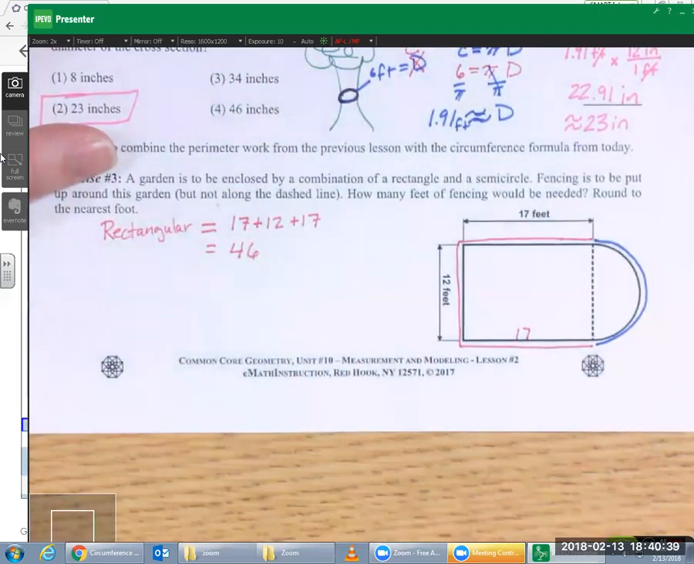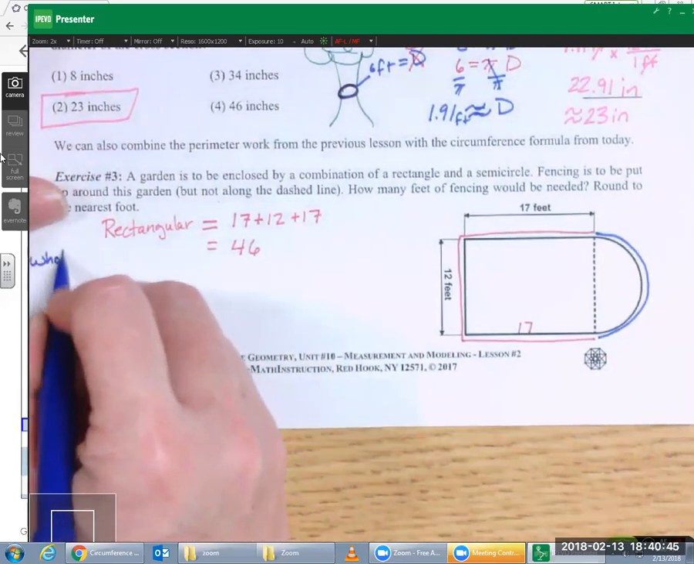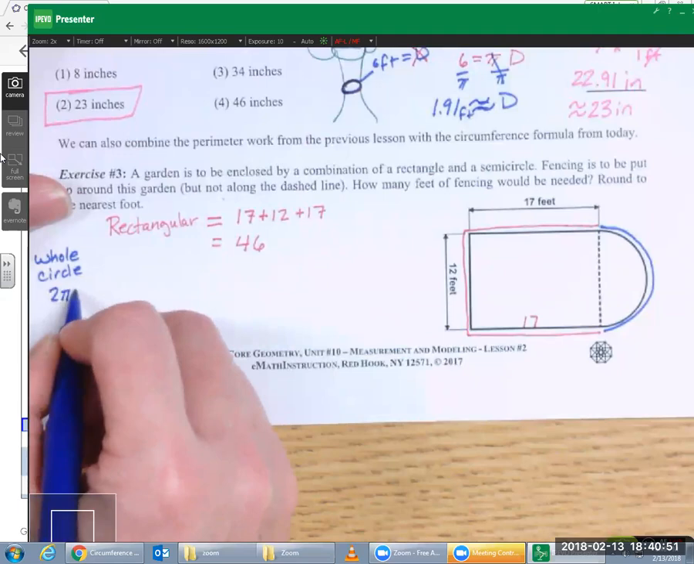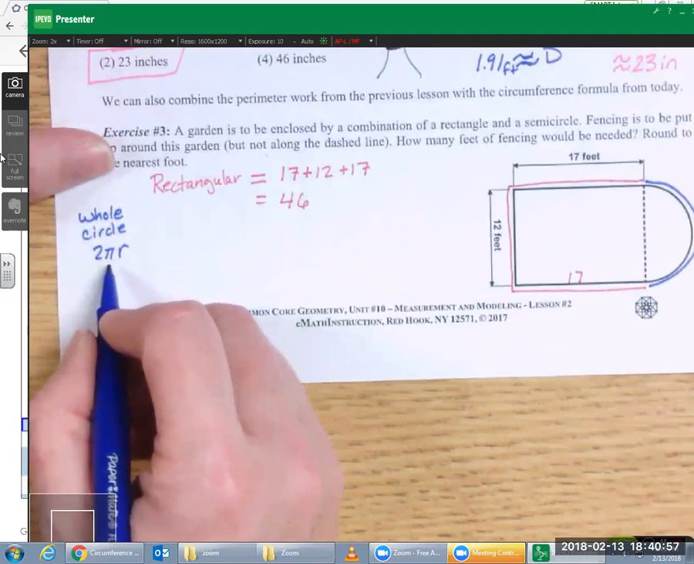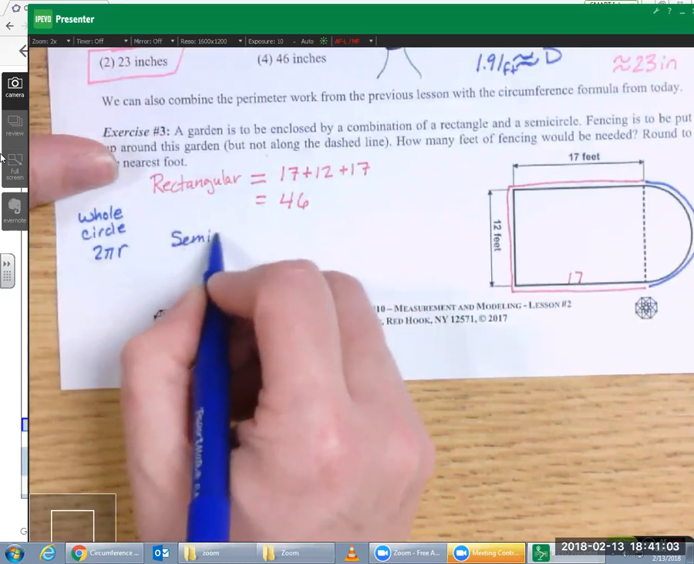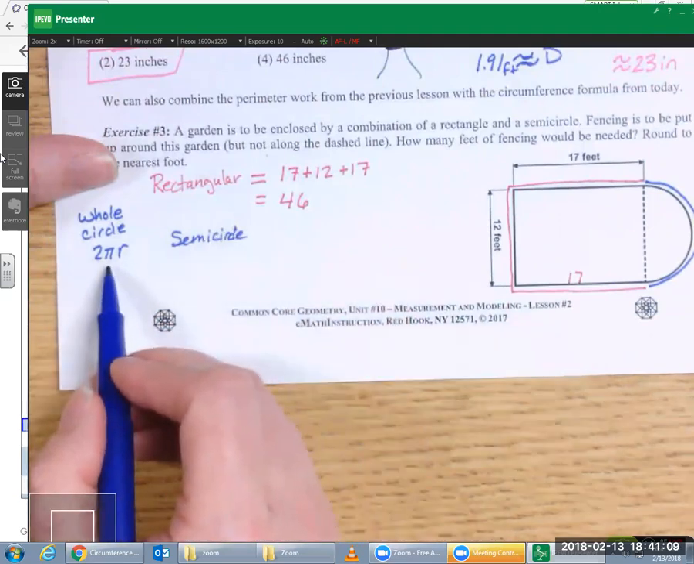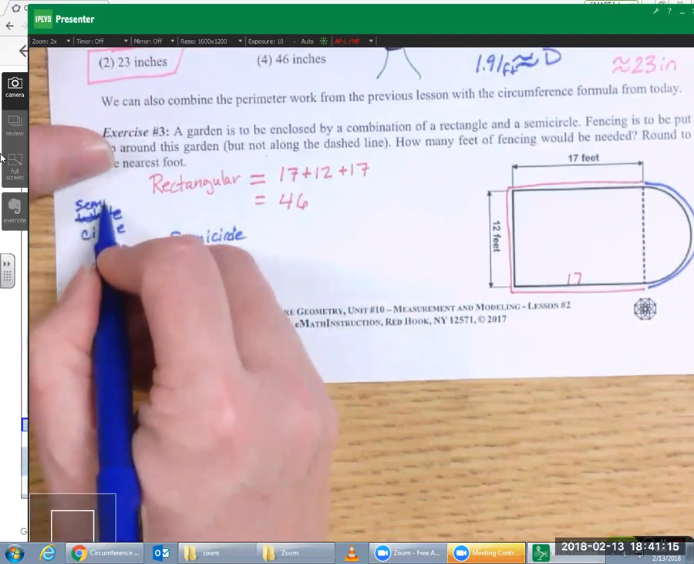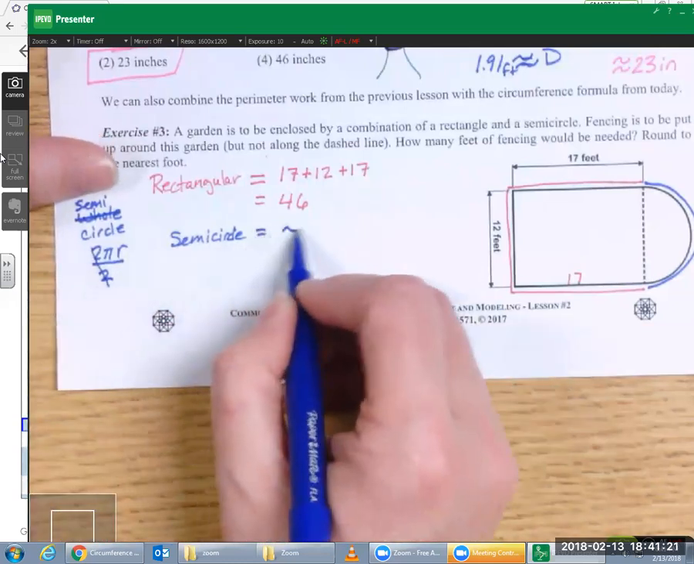Now, what about that semicircle? Obviously, we're not going to do a whole circle, but let's look at this and break it down. If I had a whole circle, the circumference would be 2 pi times r. I want to use that new formula. It's a little less familiar to you. Okay, so 2 pi times r. What if I had only a semicircle? Well, if you guessed that I would just cut this in half, then you're exactly right. I would cut it in half. It's not the whole circle anymore. It's the semicircle. And the 2's cancel, which is kind of nice. So the semicircle formula is just going to be pi times r.